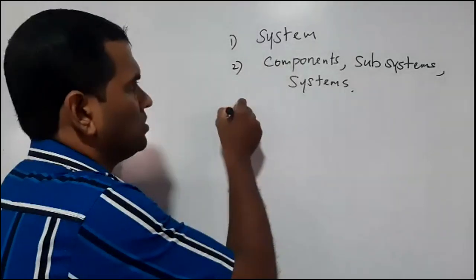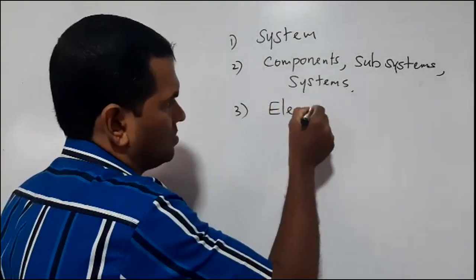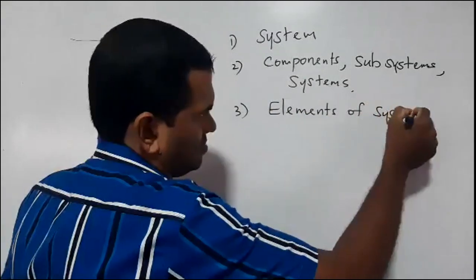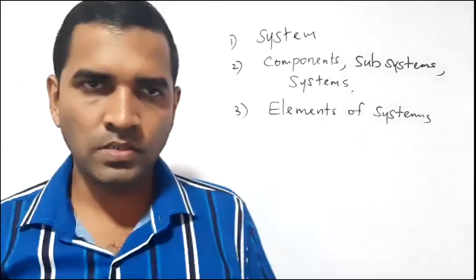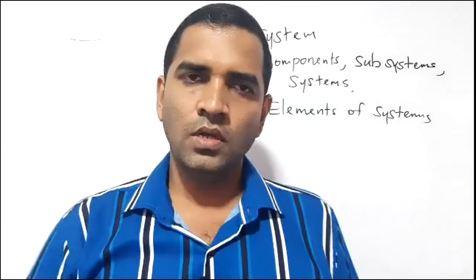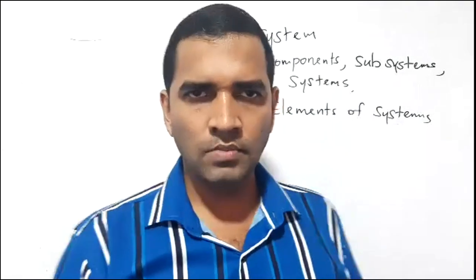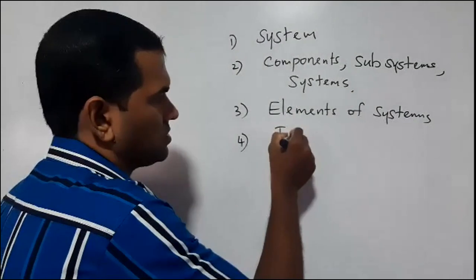So we also talked about elements of system. Every system has 3 elements: inputs, process, output. So we took some systems and identified these 3 elements. And then we took the types of systems.